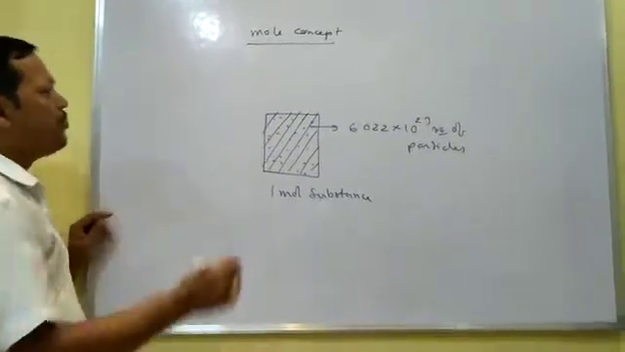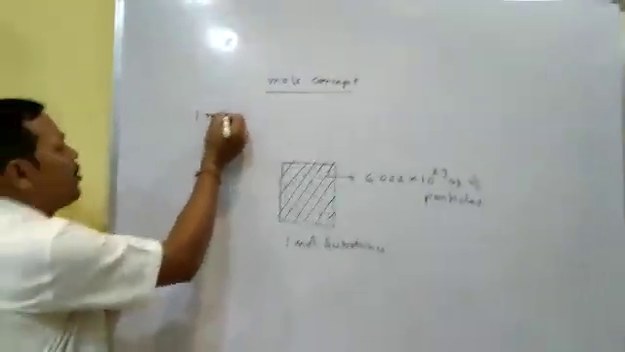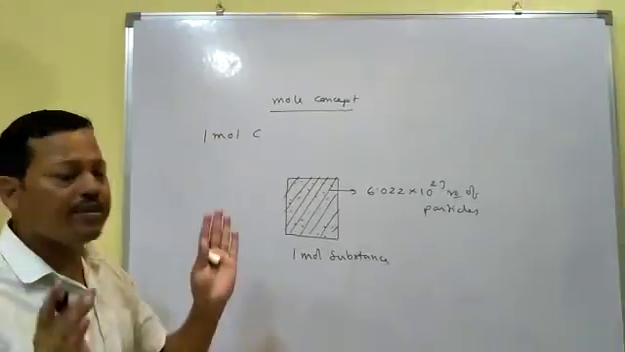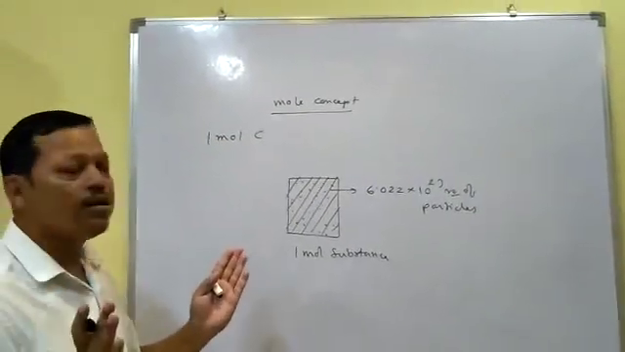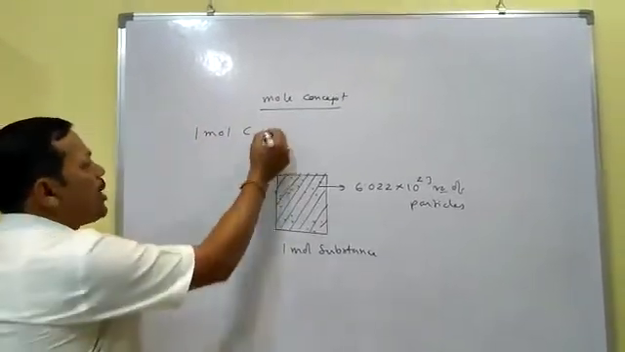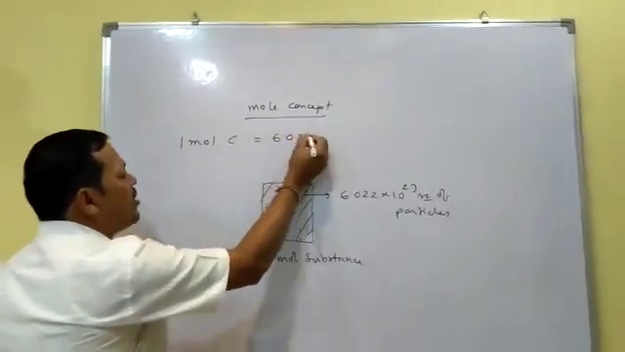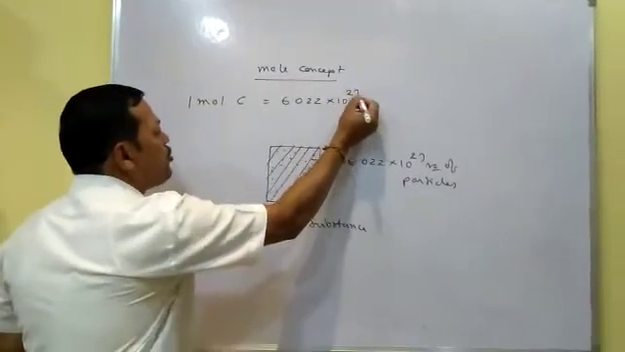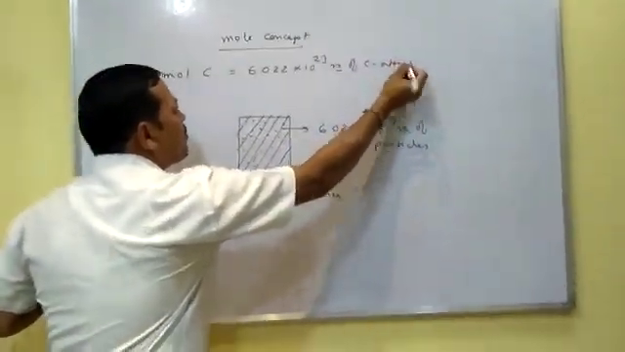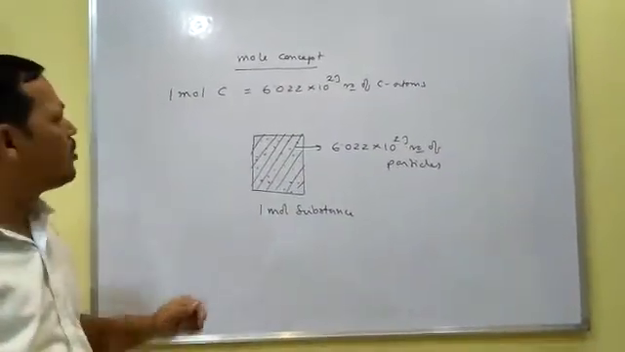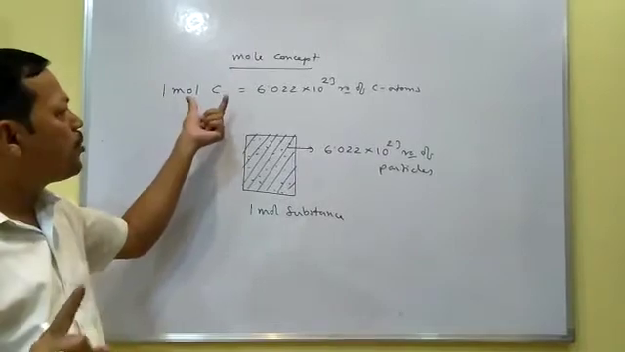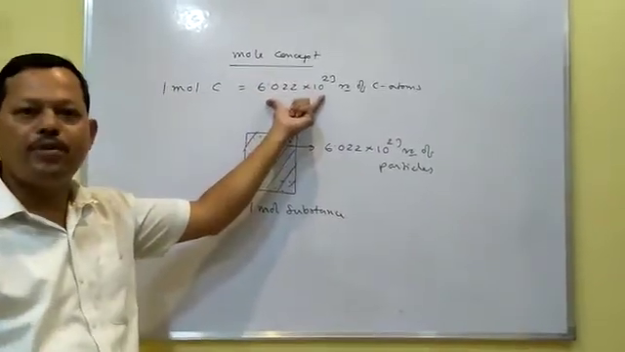Now, for example, suppose you have taken 1 mole carbon. 1 mole carbon means this is carbon atom. So inside this 1 mole carbon, it exactly contains 6.022 into 10 to the power 23 number of carbon atoms. This is the calculation. So 1 mole carbon means not a single atom. 1 mole carbon means it contains this much number of carbon atoms.